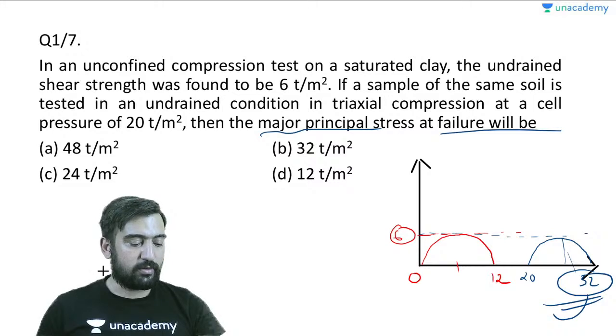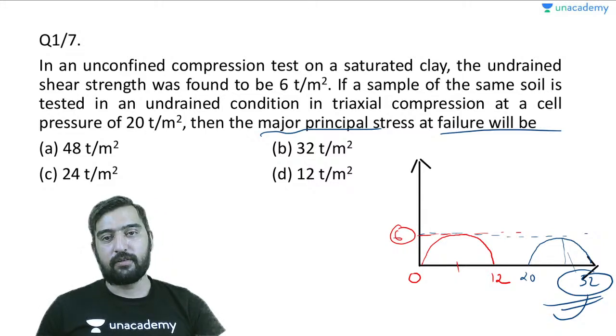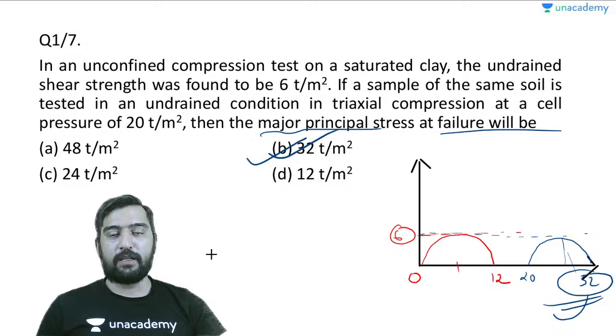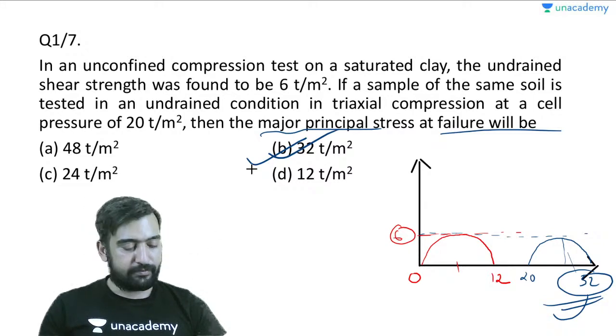Yes, Sandeep. Yes, Anuj. Good, Archana. Very good, guys. Keep it up. So 32 ton per meter square is the right answer. In case of any doubt, you can always text me here. Well done, dears.